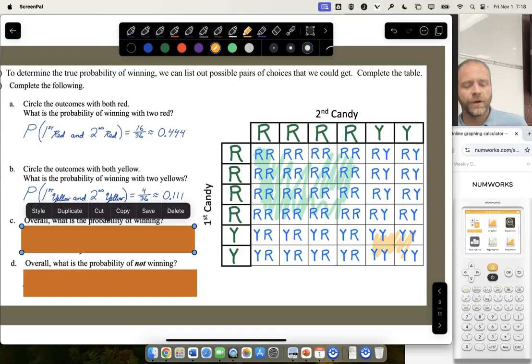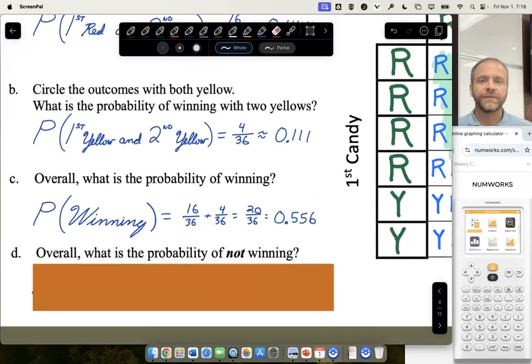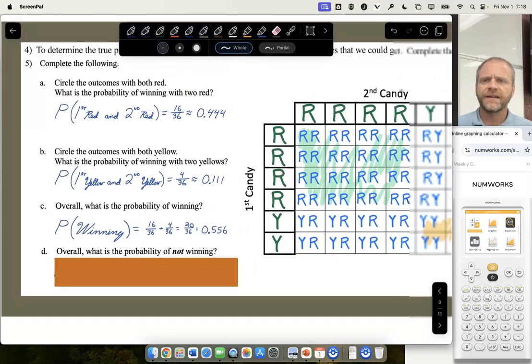So in this case, the probability of me winning is I can add those 2 probabilities together. That's the concept with probability we're looking for: there's an event A, 2 reds being drawn, and an event B, 2 yellows being drawn. That's how I win. So what's the probability of me winning total? Event A plus event B. So 16 out of 36 plus 4 out of 36 is going to be 20 out of 36, or 0.556.